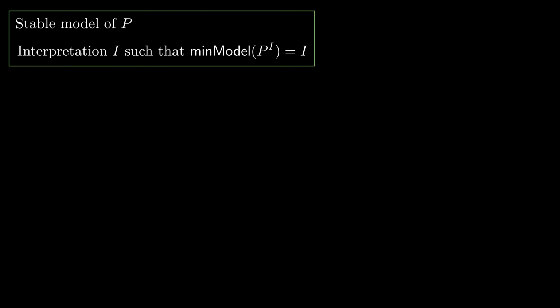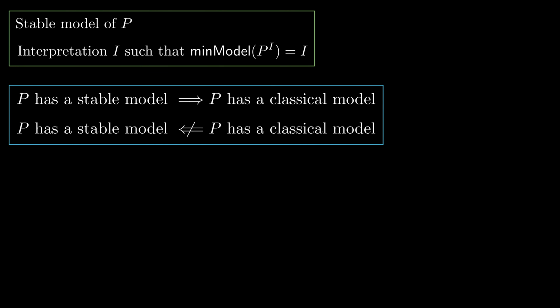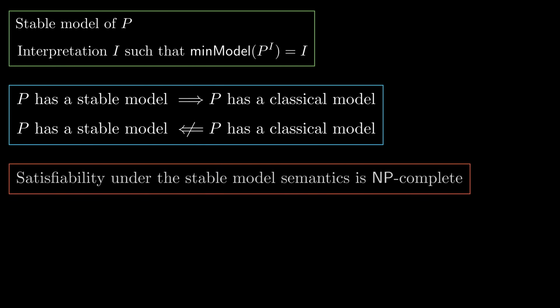Remember, an interpretation is a stable model of a program if it is the minimal model of the program's reduct with respect to that interpretation. We mentioned that every stable model is a model under the classical semantics, but that the converse may not be true, and that the satisfiability problems under these two semantics do not even coincide. We then proved that satisfiability under the stable model semantics is NP-complete, as we can reduce the three-colorability problem.